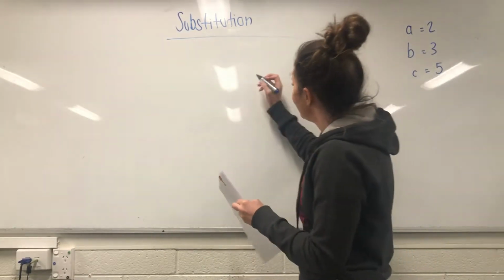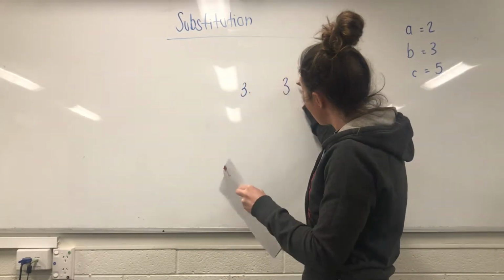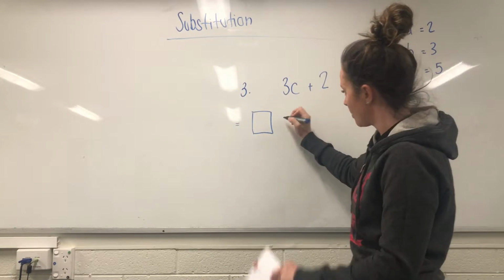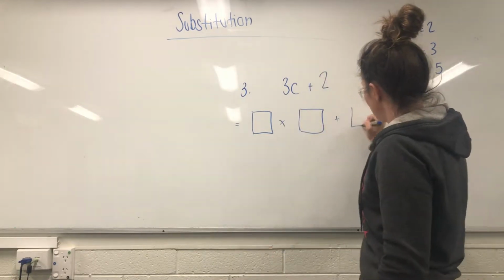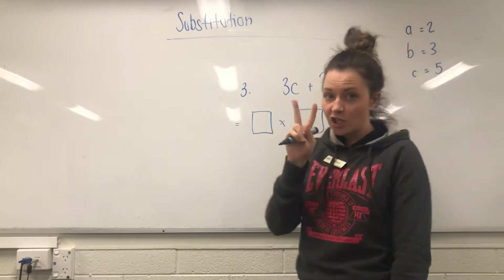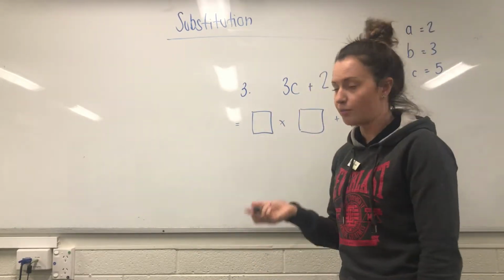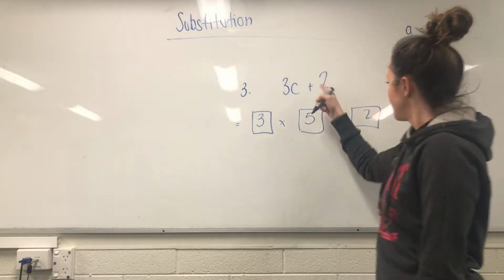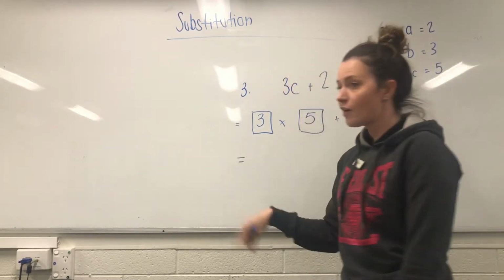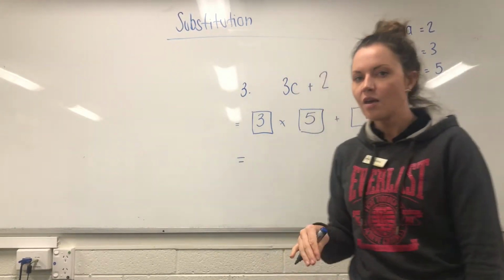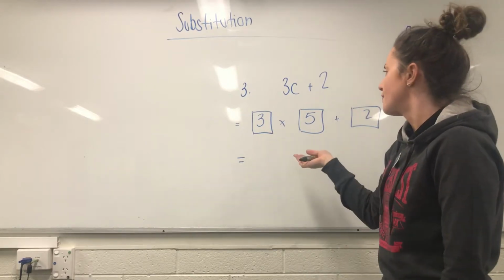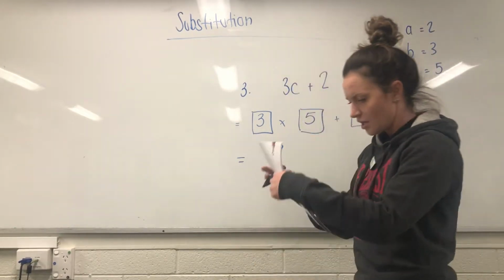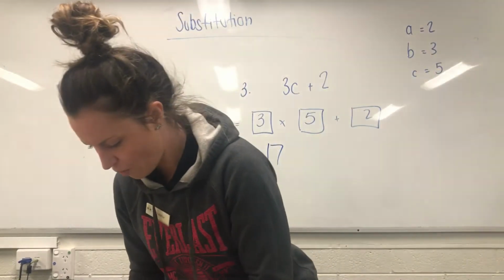So it says 3C plus 2, and then it says equals box times box plus box. The only thing we're substituting is the letter here, the pronumeral C. So we'll go 3 times C. C is 5, so plus 2. Order of operations, always, always. We're doing our multiplication first. So 3 times 5 is 15, plus 2 is 17. They pretty much go down like that for a while.